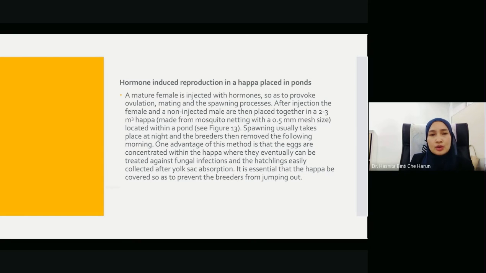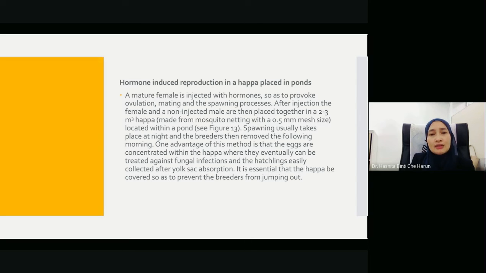The second one is hormone-induced reproduction using a HAPA system placed in a pond. Similarly, a mature female is injected with hormone to provoke ovulation, mating, and then spawning. After injection, female and male will be put together, and spawning usually takes place at night, and the breeders are then removed in the following morning.